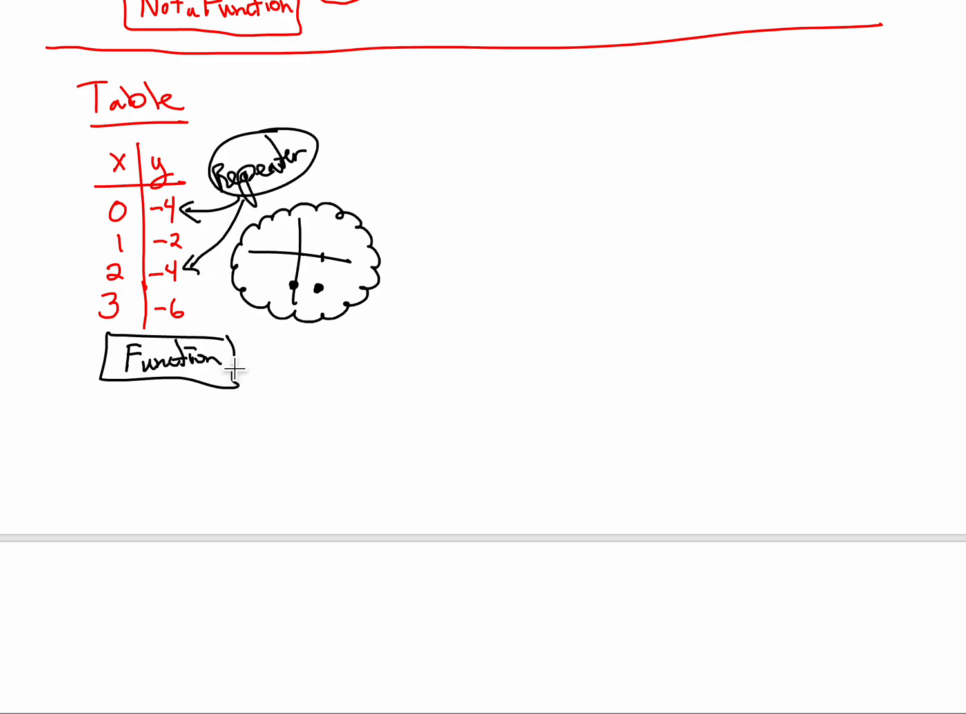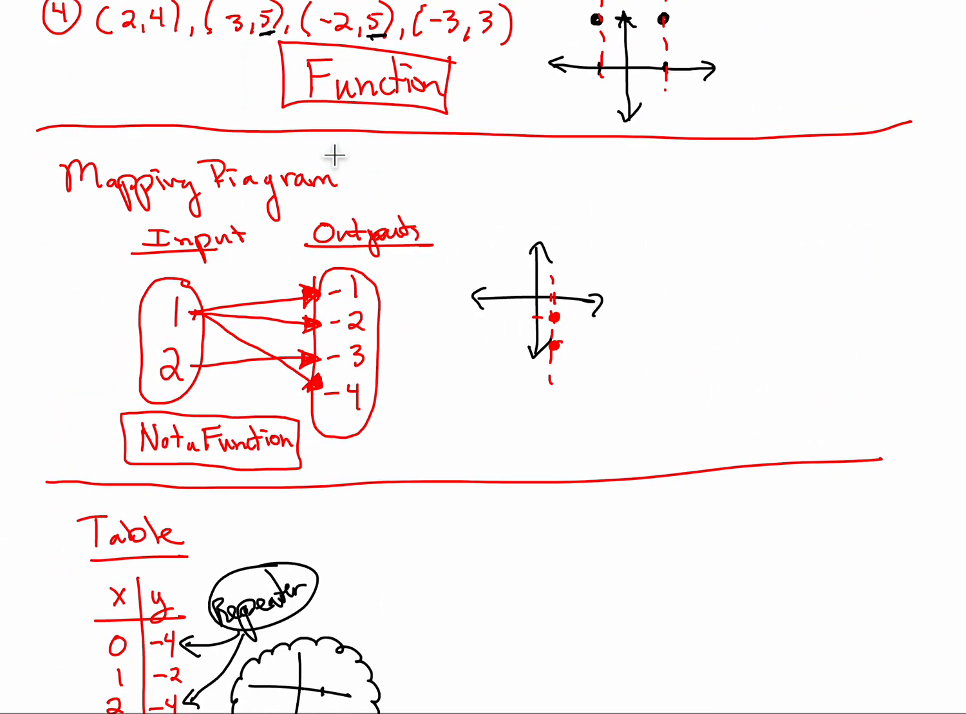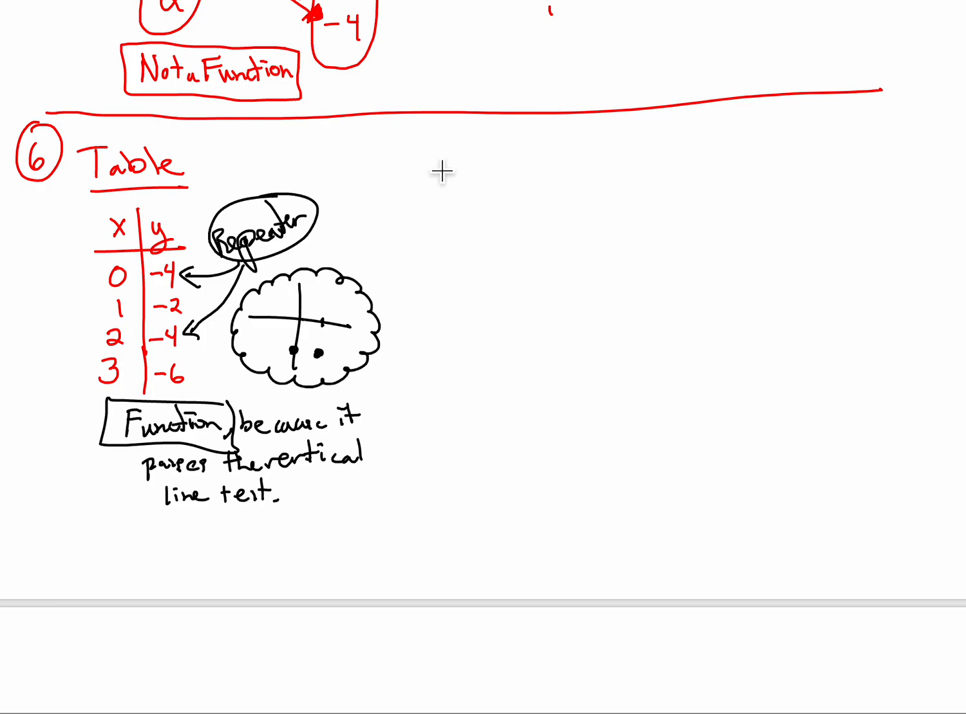And if they ask you the reason why, because it passes the vertical line test. Done. And that's the reason why it is a function. All right, so that was, oh, I forgot to number it. That was number, let's see, 4. This would have been 5. This would have been 6. And then we'll do 7, table number 7.